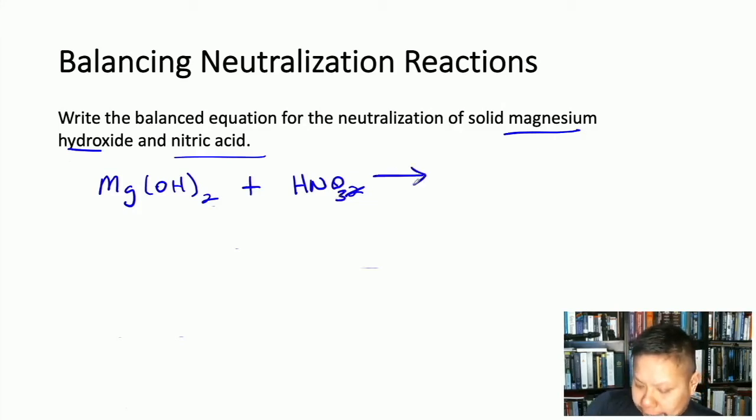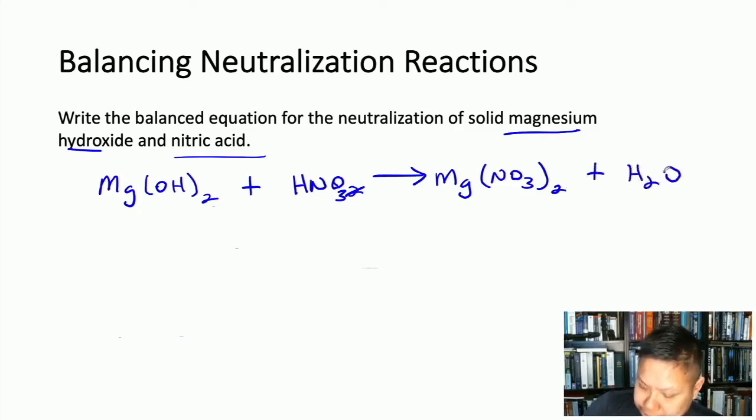And then that forms, in the neutralization reaction, magnesium hydroxide. Oh, sorry, magnesium nitrate. 2 of those nitrates, of course, because magnesium has a +2. Same thing on the other side, too, plus water. So there's your base, there's your acid in the neutralization reaction, and then you make your salt and your water. Classic neutralization reaction, right?